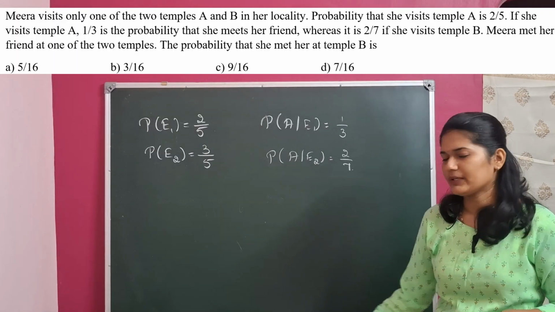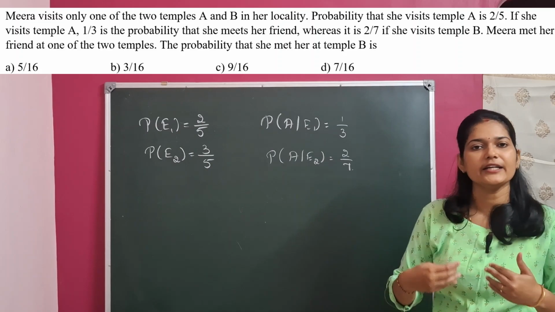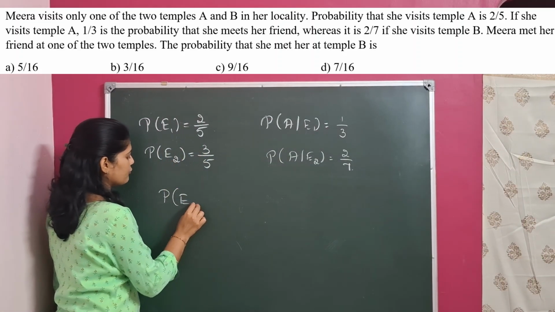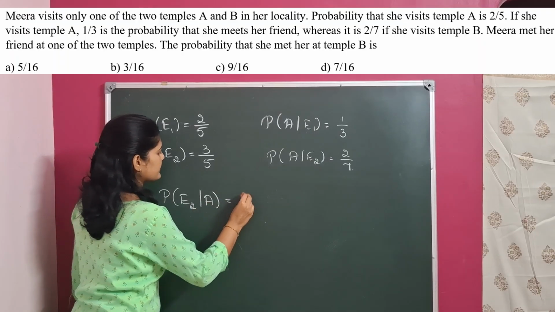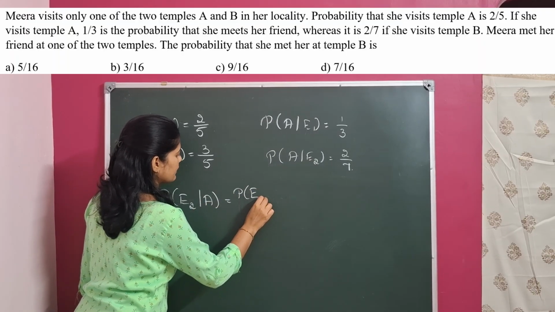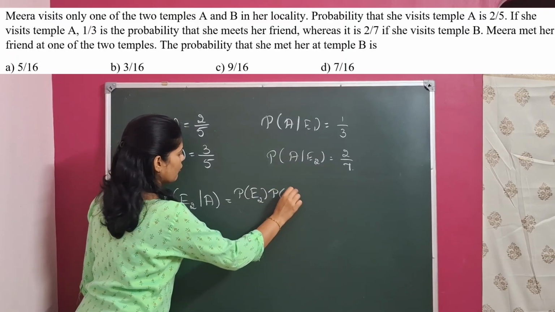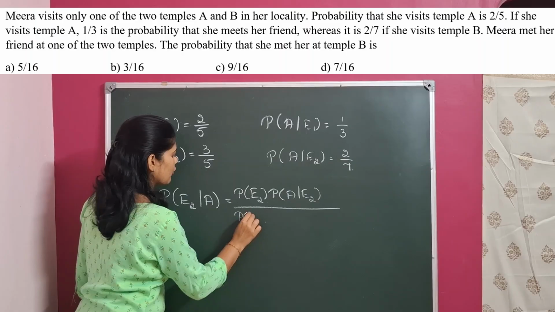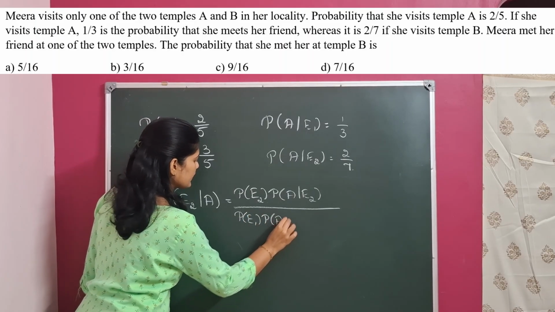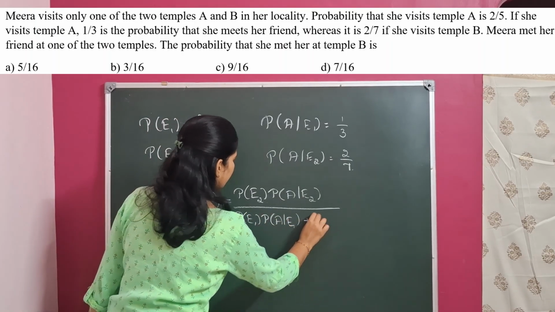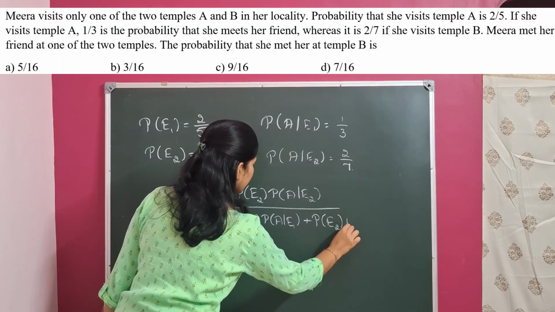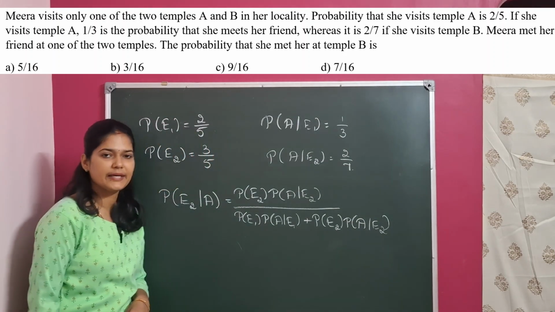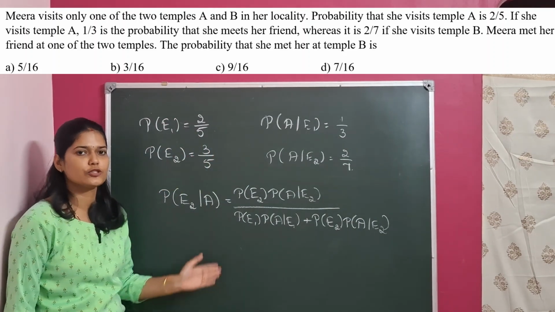Then we have to find the probability that Meera visits her friend in temple B. That is, we have to find the value of probability of E2 given A. That is calculated by probability of E2 into probability of A given E2 whole divided by probability of E1 into probability of A given E1 plus probability of E2 into probability of A given E2. That is nothing but Bayes theorem. We have to use Bayes theorem to solve the problem.